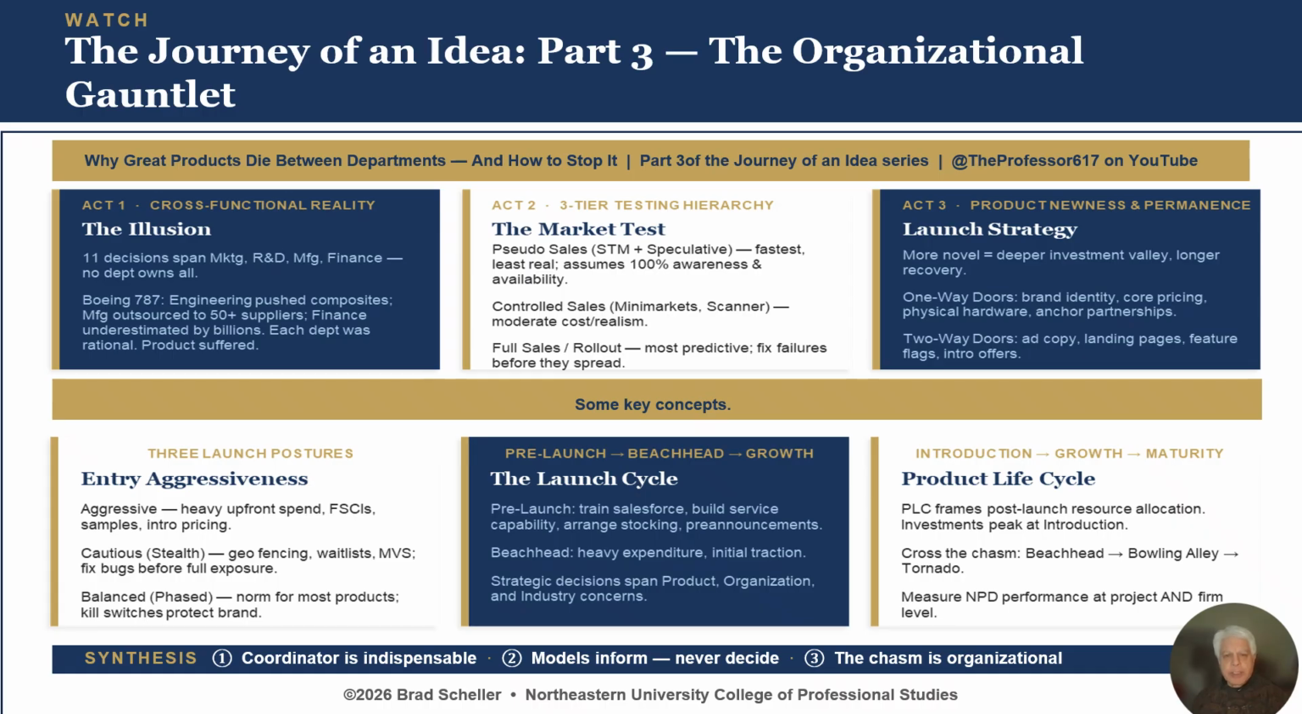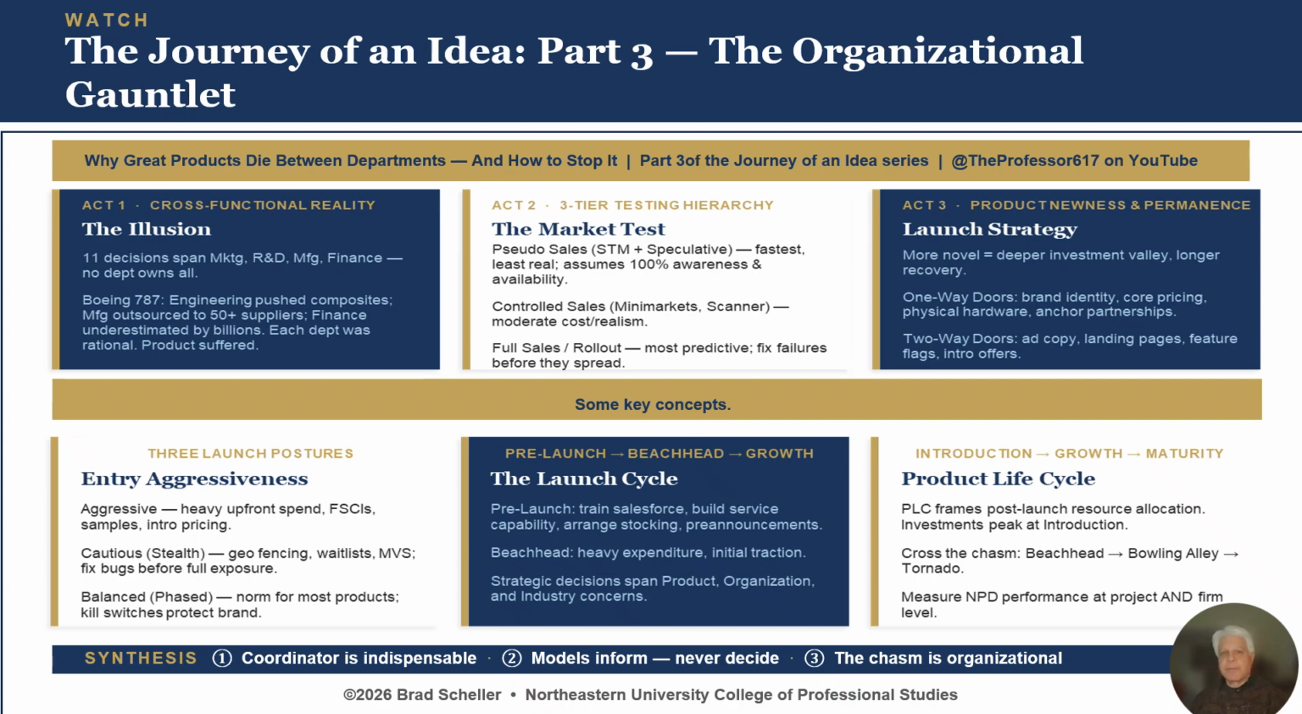The critical challenge in this entire process is moving away from early adopters who buy on vision to the pragmatic majority who buy on proof, Crossing the Chasm book. The strategy: find a beachhead segment, first use that success, then use the bowling alley approach, which you'll find out about, or ride the tornado into mainstream adoption. You measure new product development performance at both the project level and the firm level.